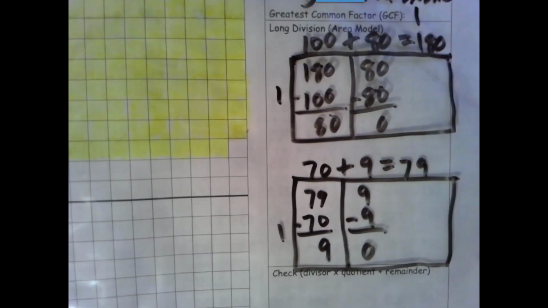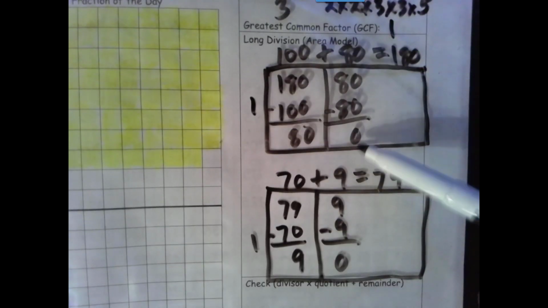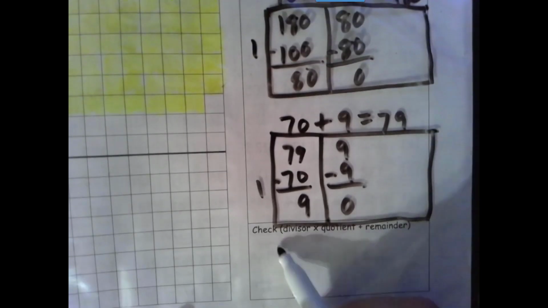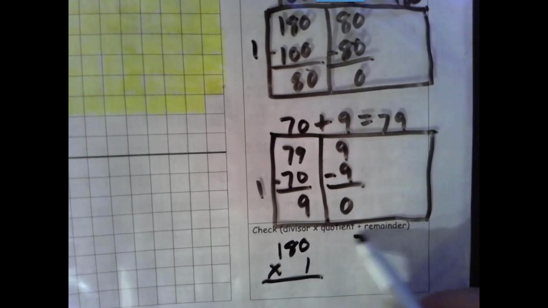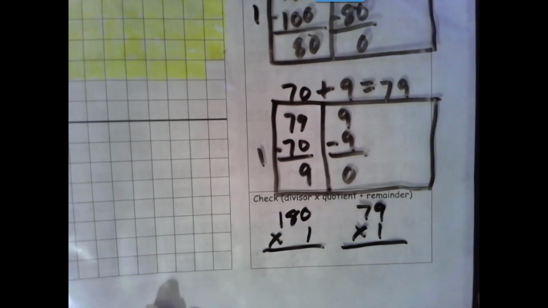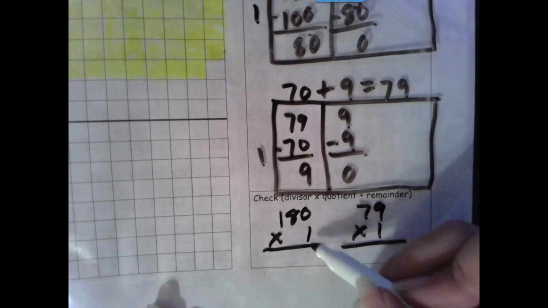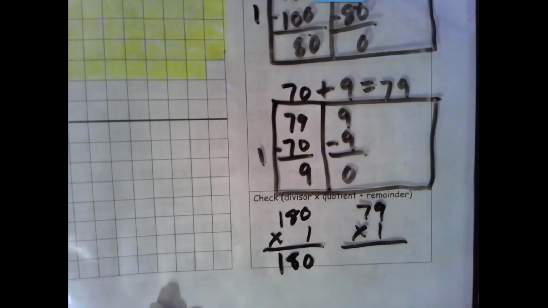Let's go ahead and check with our inverse operations. Divisor times quotient plus remainder. Divisor times quotient plus remainder. Since our remainder is 0 for both, and the identity property of addition says when you add 0 it stays the same, we don't need to actually add the 0. But what we end up with here is the identity property of multiplication, that when you multiply by 1, it stays the same. One group of 0 is 0, one group of 8 tens is 8 tens, one group of 100 is 100. One group of 9 is 9, one group of 7 tens is 7 tens.